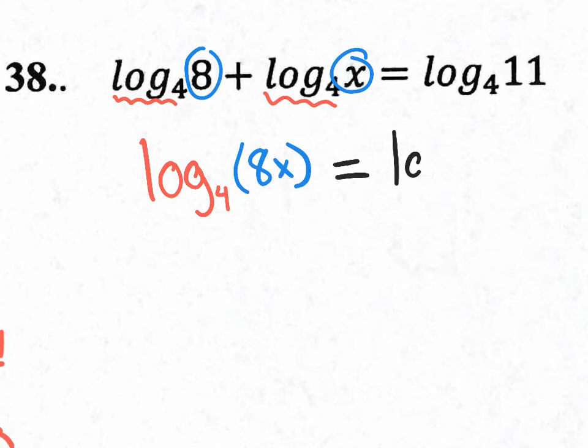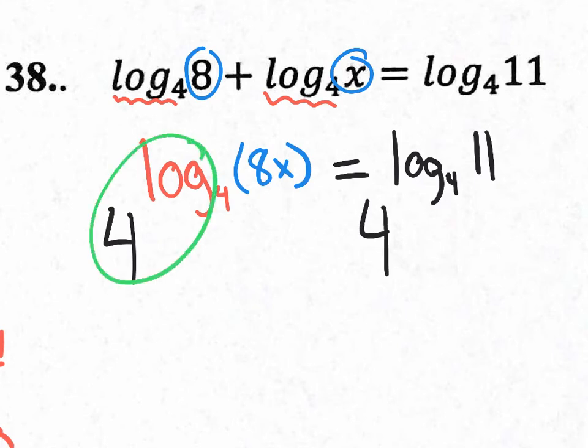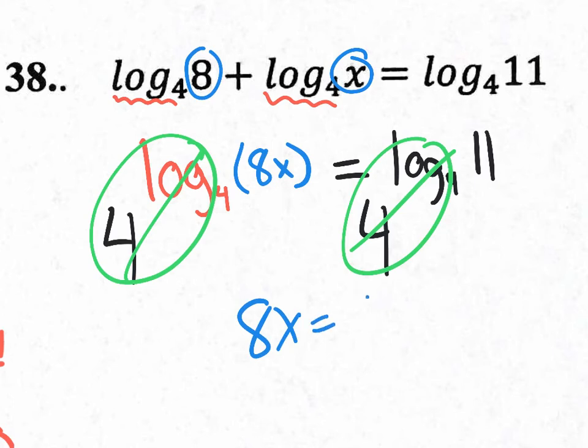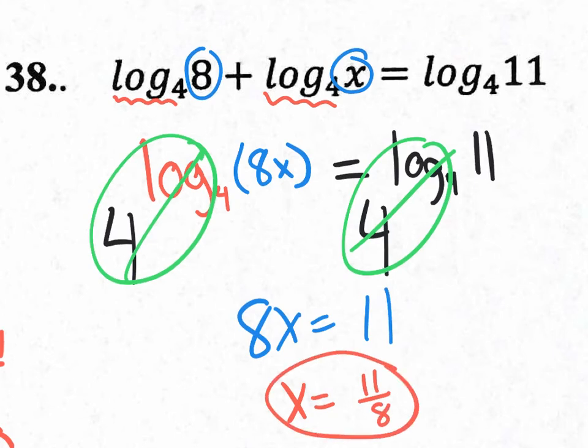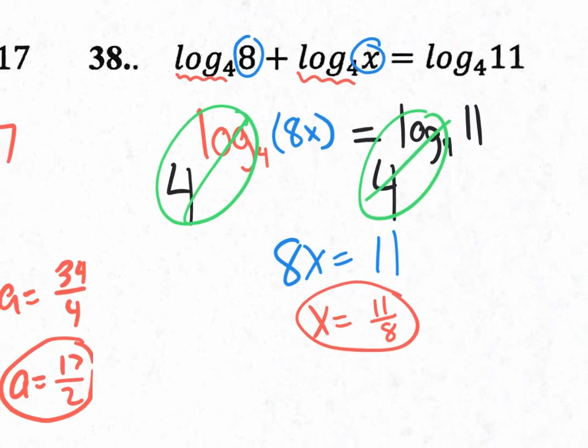equals log base 4 of 11. So since we have the same identical log base 4 on both sides, we could technically raise them to become powers of base 4. That way they eliminate. And we have the simple equation 8x equals 11, which means our final answer is x equals 11 divided by 8. So you would leave it like that as a fraction, 11 over 8. Fun stuff.